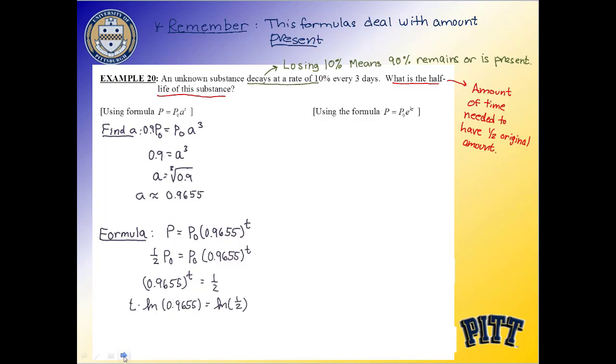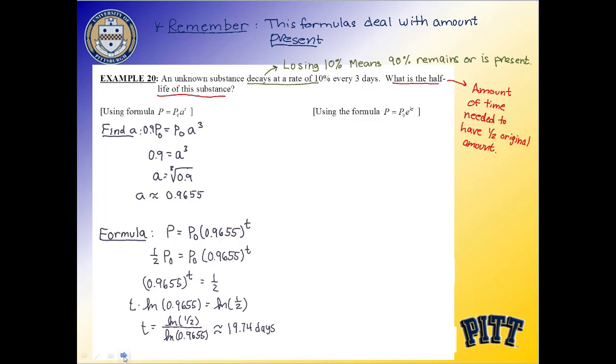I can natural log both sides, which would allow me to bring the T in front as a multiplication on the left. I could have easily just said I'm going to do log base 0.9655 of 1/2 and then use the change of base formula to accomplish the rest of it. In either case, I would end up with the natural log of 1/2 over the natural log of 0.9655, which is about 19.74 days.